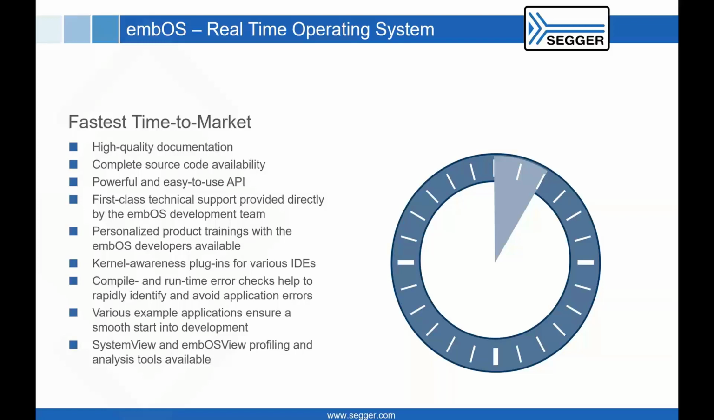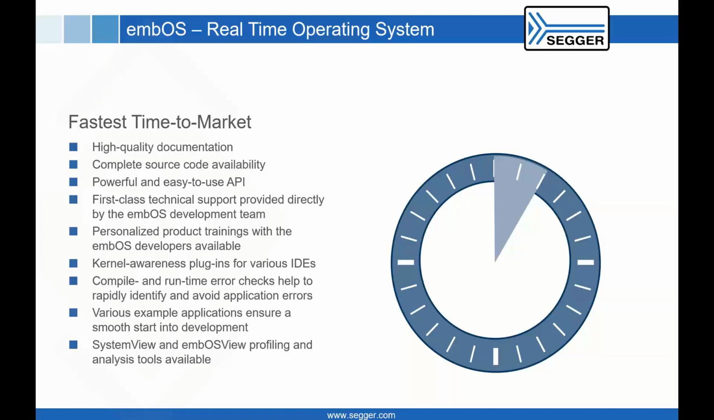And the last big important trait of embOS is helping you get to market faster. So we have high quality documentation. You have complete source code availability. The API of embOS is very easy to use and quite powerful. Once you license embOS, you get first-class technical support provided by our development team over at headquarters, who also provide training if that's required. If you have a whole team that's getting started, we can give you a personalized product training.